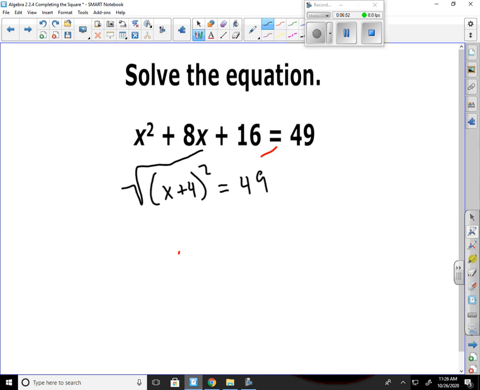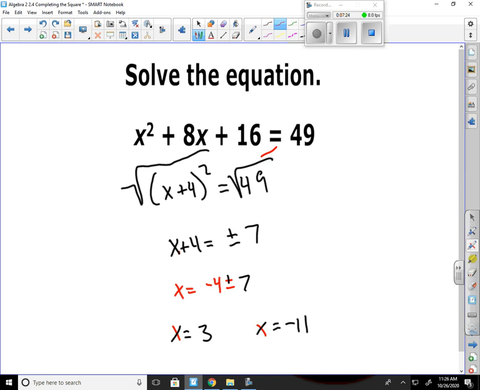Now I take the square root of both sides. That gives me just x plus 4 on the left, and then plus or minus 7 on the right. Then I subtract the 4 over. Now, because these are both just whole numbers, I can combine them. Negative 4 plus 7 gives me 3. Negative 4 minus 7 gives me negative 11. And those are my two answers.